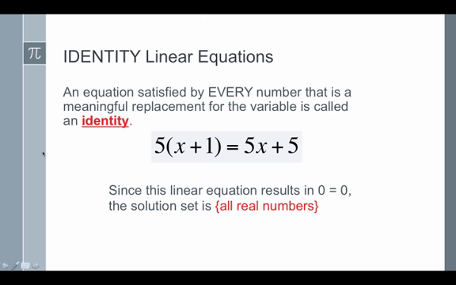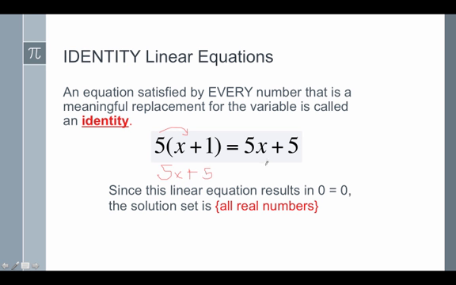Let me grab my pen here and show you what I mean by that. If I were to distribute this 5 inside the parentheses, I'm going to get 5x plus 5. 5x plus 5 equals 5x plus 5. I read the same thing twice. It's identical. This is an identity.